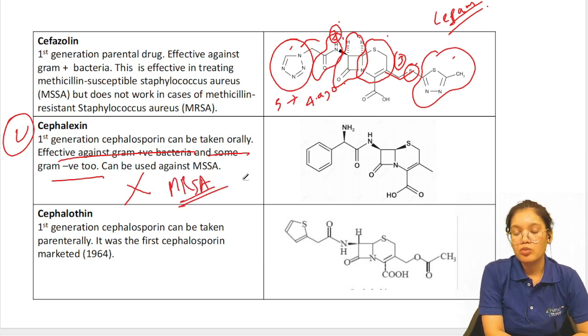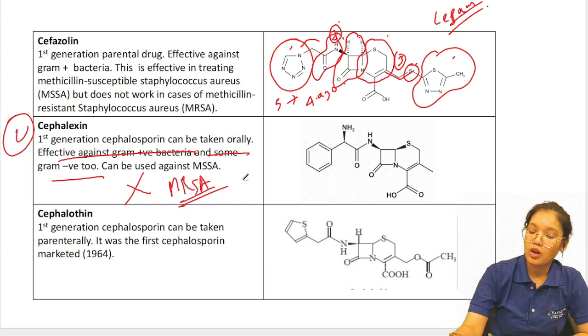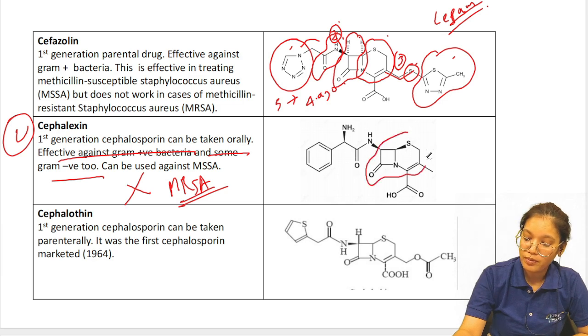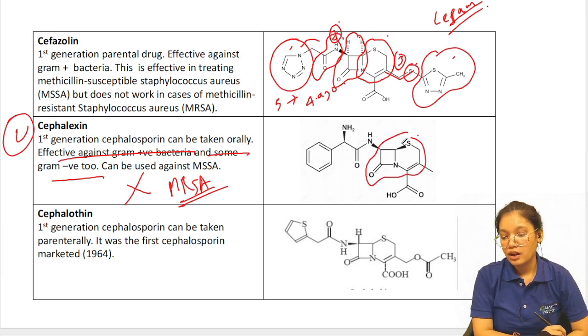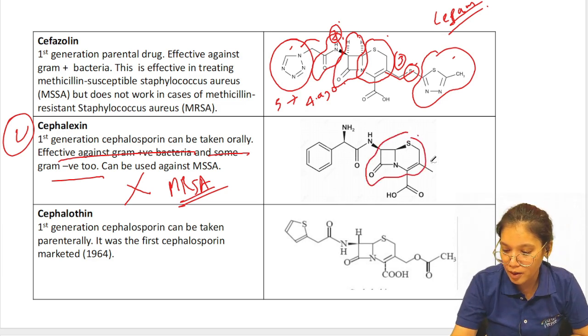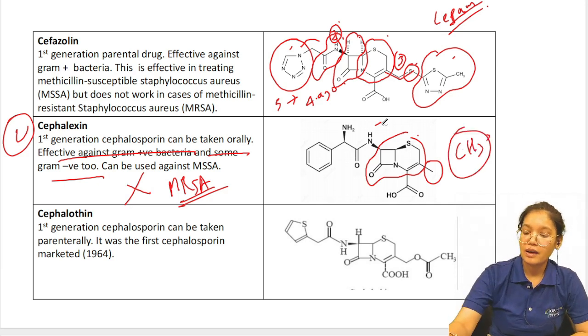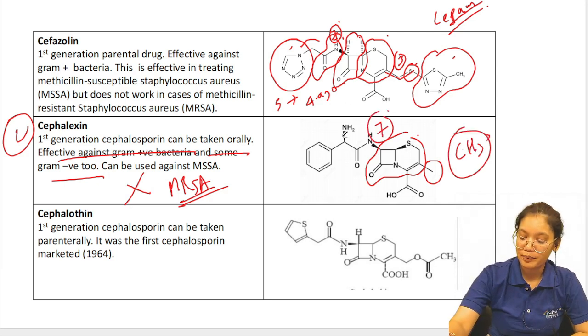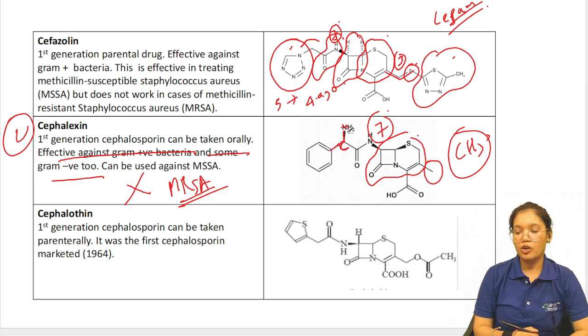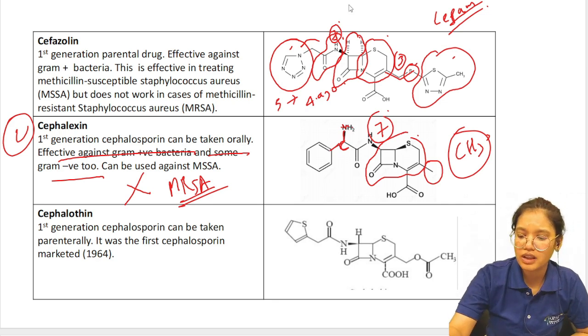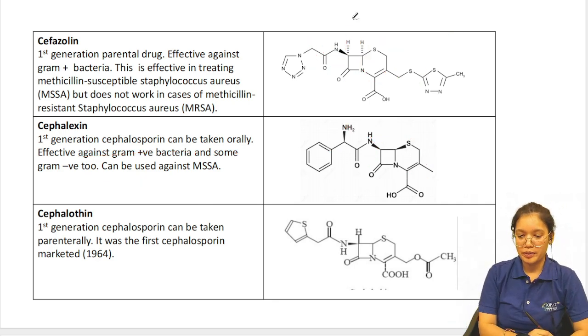Okay, now moving towards its structure, it will also have a Cephem moiety. At third position it has a methyl group, and at 7th position it has a carbon that is attached with the amino group and a phenyl ring. Now it's a very simple structure, easy to remember.